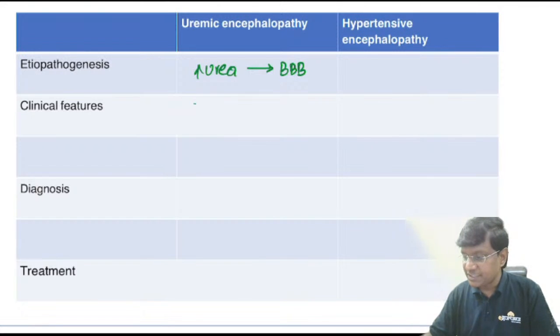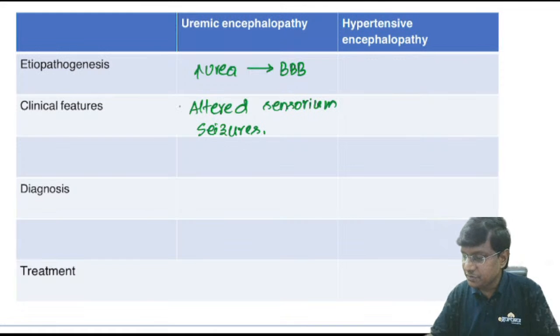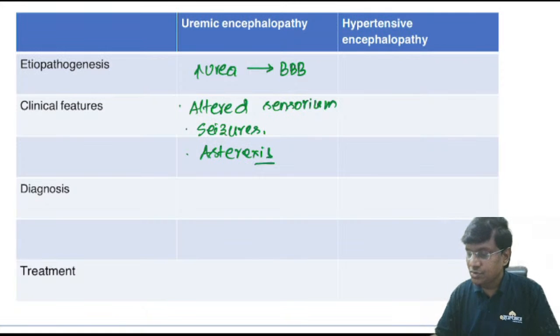And the presentation will be in the form of altered sensorium. The patient can also present with seizures, or the individual will be in a state of confusion, and there will be asterixis. So what do you understand by the word asterixis? Asterixis is nothing but flapping tremors. The flapping tremors are nothing but your asterixis.